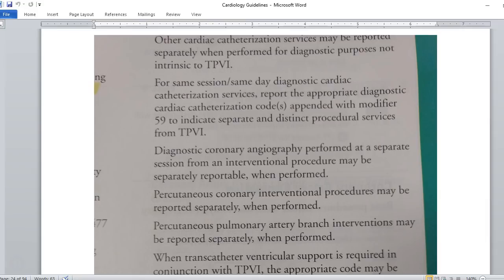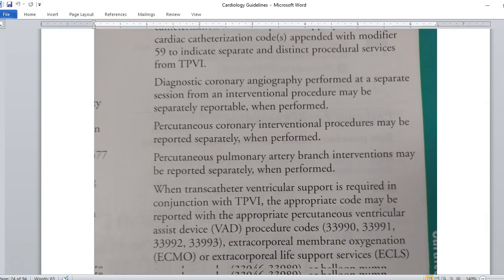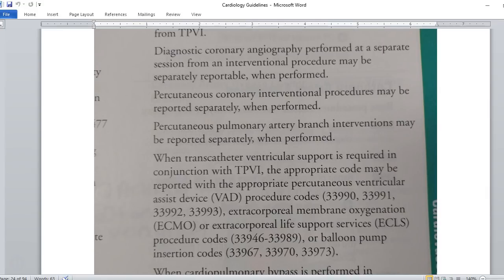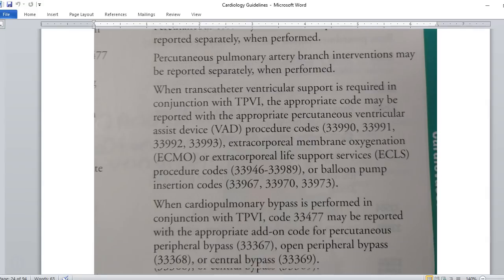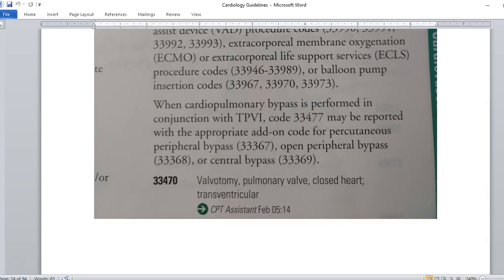So these are all what can be reported when performed. When they give us this information, they're telling us, listen, be on the lookout because sometimes you're going to have to use these codes in addition to. That's one of the reasons why cardiac surgery can be so confusing and overwhelming. It's because what we see a lot of the time is all of these other things that we could code with it, but again, it's all situational. So we want to be careful, what can we and what can we not code with these? And again, how are we getting there? What's the approach? Percutaneous, open, or central bypass?